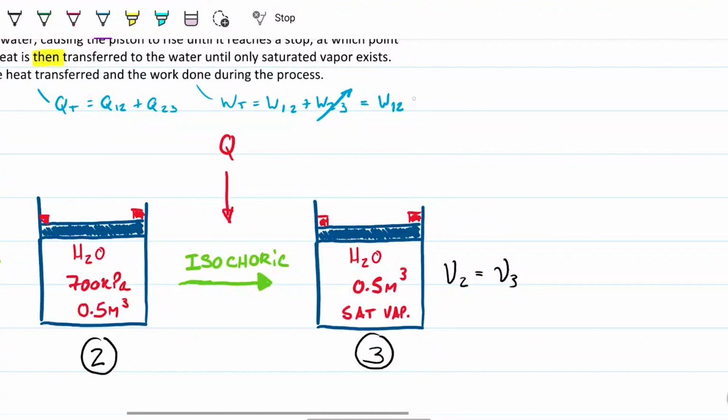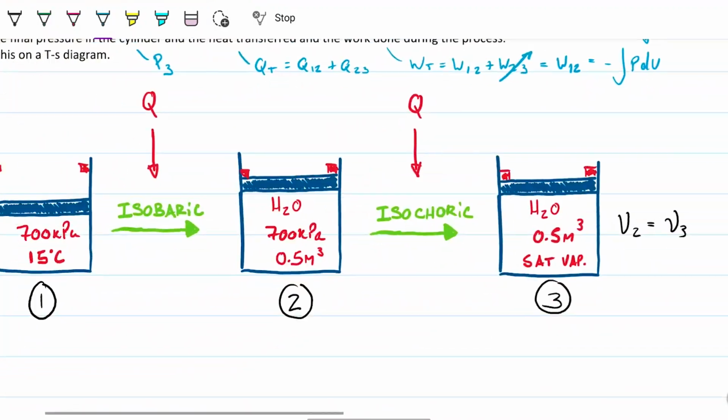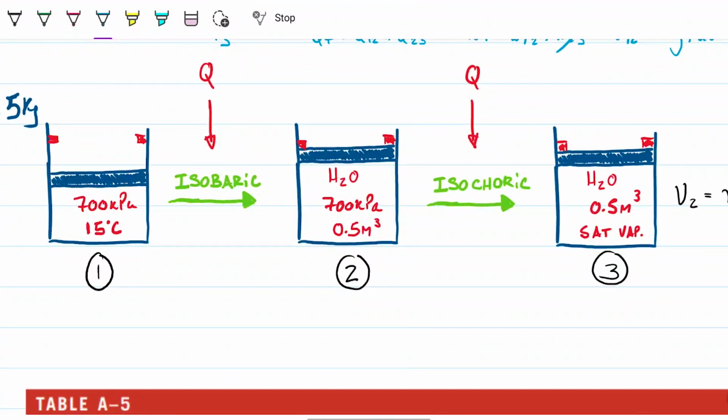By the way, if I want to calculate work from 1 to 2, all I need to do is PdV. I need to grab the difference in volume. I know the pressure already is 700. So let's go ahead and define all these states, grab properties for all of them, specifically internal energy, which I will use to be able to find the relationship for the delta U.